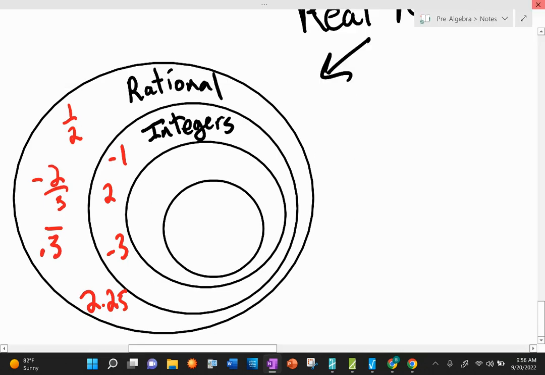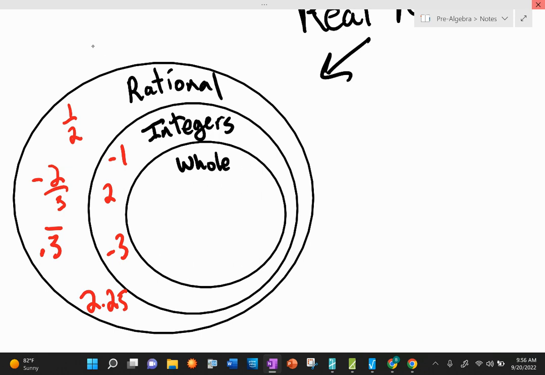Okay. The next group would be whole numbers. Okay, whole numbers are basically every positive number and zero. So we'd say 0, 1, 2. I should have made those different colors.